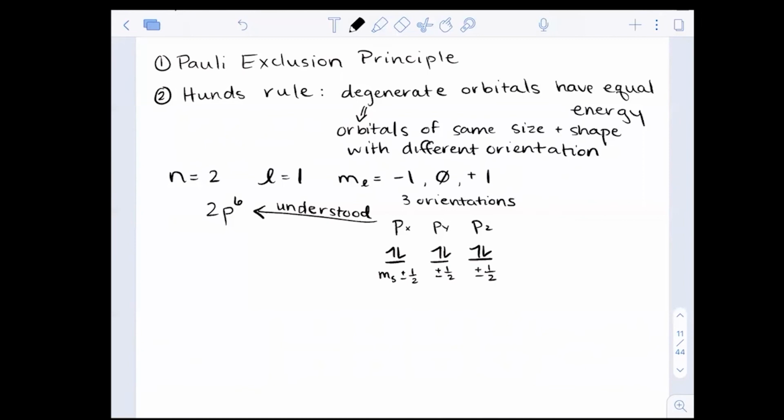When we look at Hund's rule, the last portion of it says that because degenerate orbitals are equal in energy, right? Because the px, the py, and the pz are equal in energy, when putting electrons in these orbitals, one electron gets put in each orbital first, before pairing.